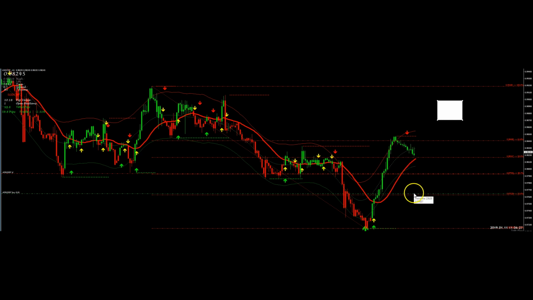Then from my entry, I'll move my stop loss up to the next line, okay? Once this comes down, if it respects it and goes here, I'm gonna move my stop loss up to the next line. Once it goes further, I'm gonna move my stop loss up to the next line. You see what I'm saying? You can do that. Now, there's something even more cool about this.